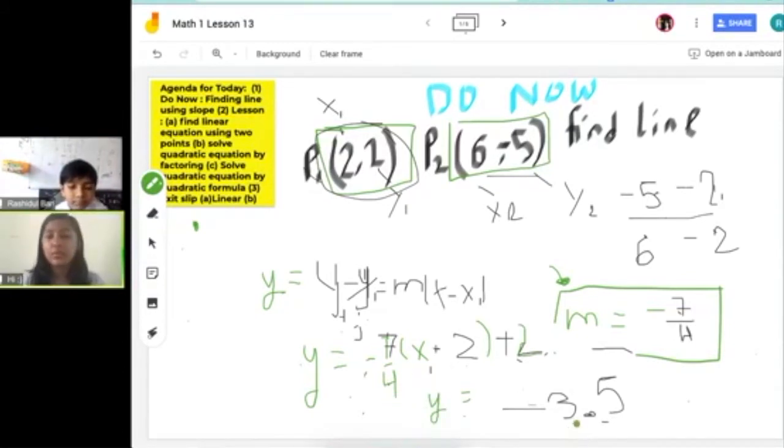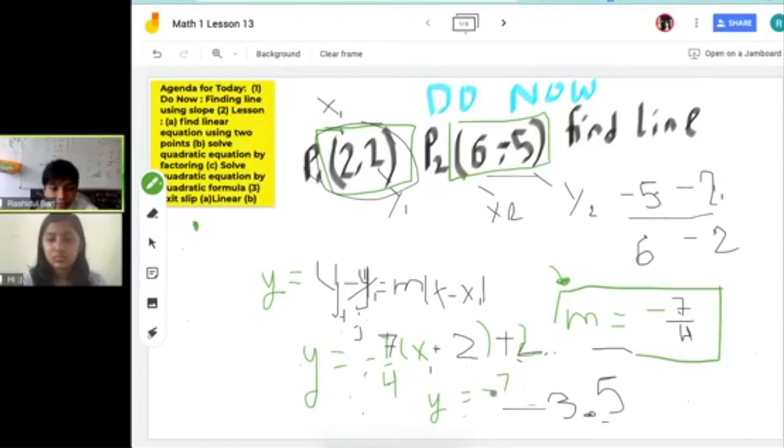Would it be negative 3.5? Okay, so negative 7 over 4 times 2. So negative 7x over 4 minus 7 over 2. But if you want to go into decimal, yes, minus 3.5 is technically correct.